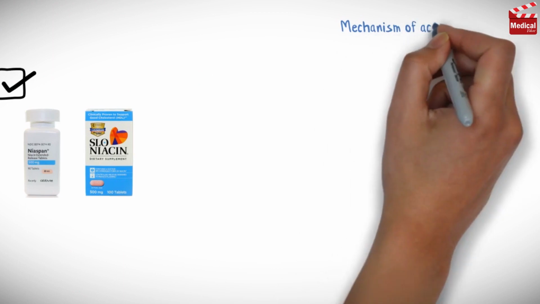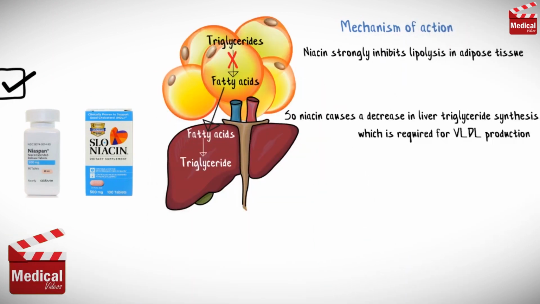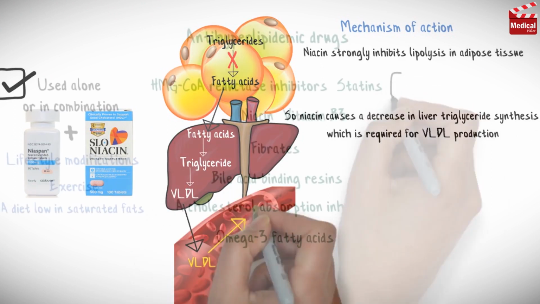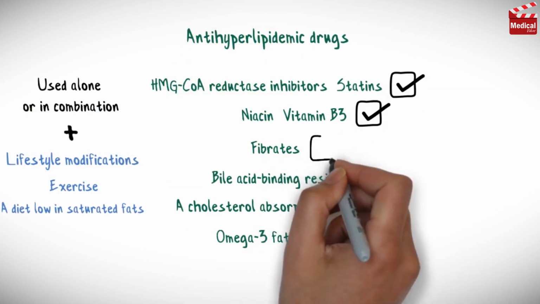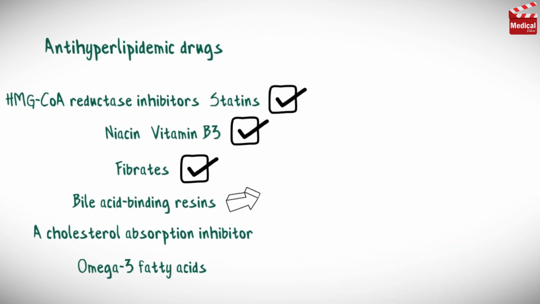In the previous lectures we started discussing the antihyperlipidemic drugs. We already discussed HMG-CoA reductase inhibitors, niacin and fibrates. So today we'll talk about bile acid binding resins, which are also called bile acid sequestrants.